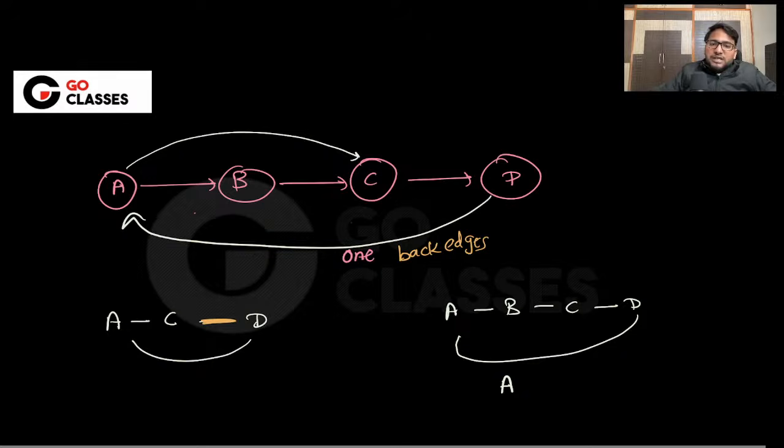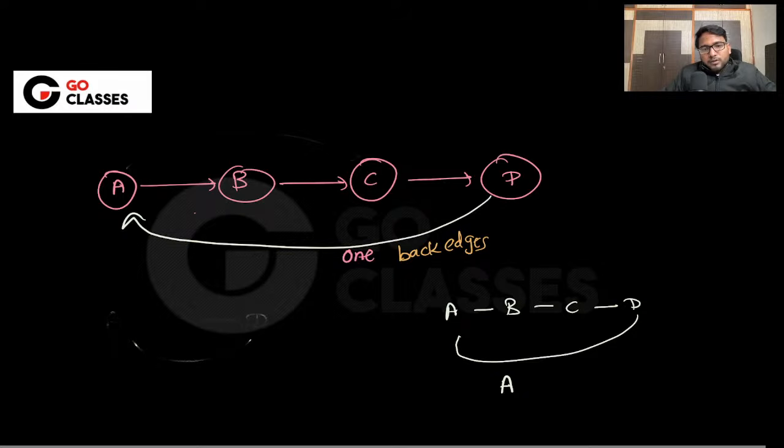If you want to destroy all the cycles and there is only one back edge, you can destroy this. But if there are two back edges, you can destroy this, or this, and that is actually destroying the cycles. But let's suppose there are two back edges, then at least two cycles will be there. Maybe this is another back edge.